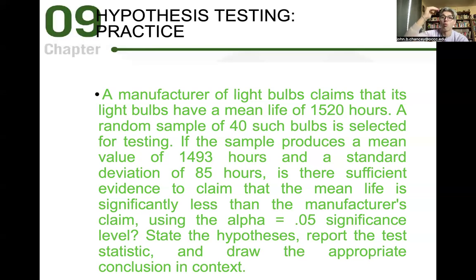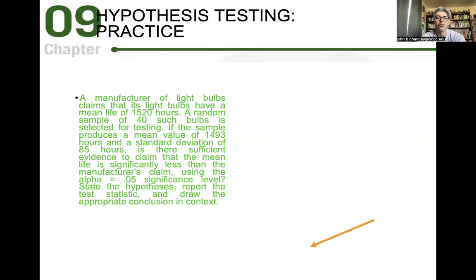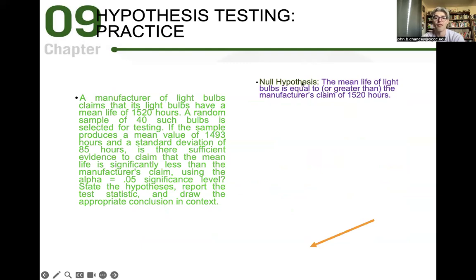So we're going to walk through those first four steps using all of the information we have in this paragraph. The first thing is we want to establish our research questions. Our null hypothesis will always be that there's really no difference. So if we're comparing the mean life of our sample light bulbs to the population, we're saying it's equal to, or even better in this case than, the actual manufacturer's claim.